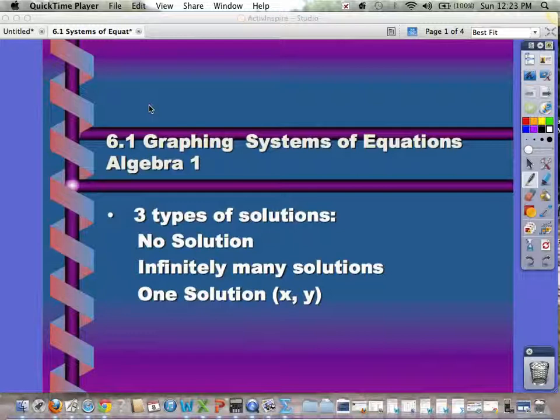6.1, graphing systems of equations. There are going to be three types of solutions. One of them is no solution. The other one's infinitely many solutions. And the last one, which is the one that we'll use the most, is one solution, and that will be in the form of an ordered pair where you have an x and a y answer. Okay?